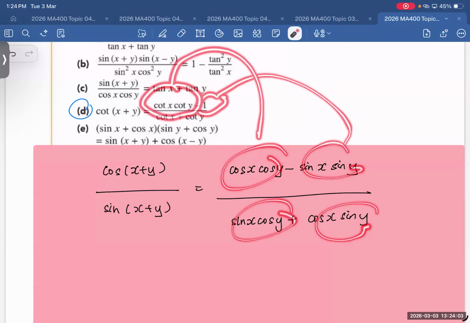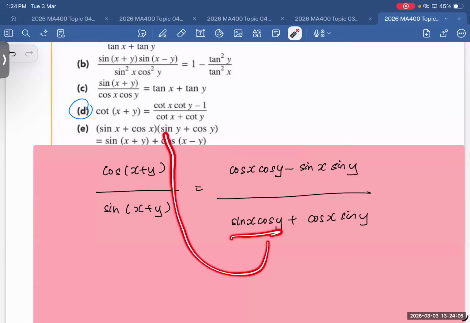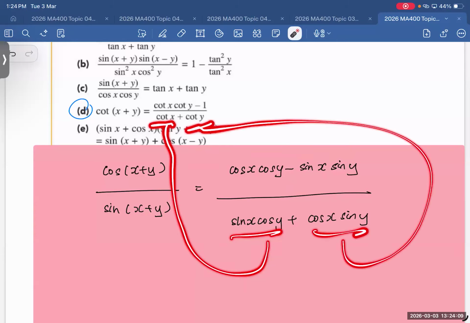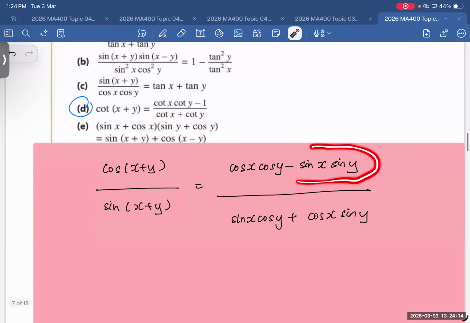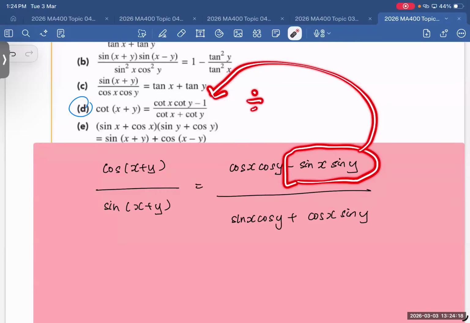And one more time, right? The bottom part is supposed to look like this, and this is supposed to look like this. I'll just give you an example. Look carefully. From here, if I want to get from sine x to this, what do I do? Can I say if I divide by sine x sine y?